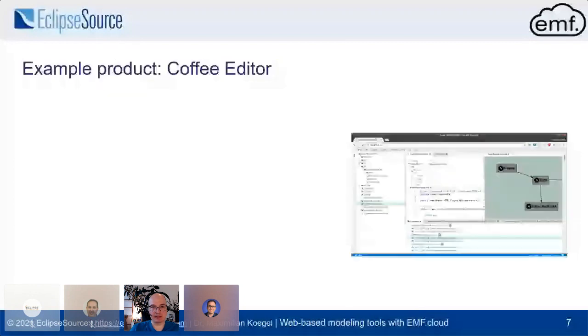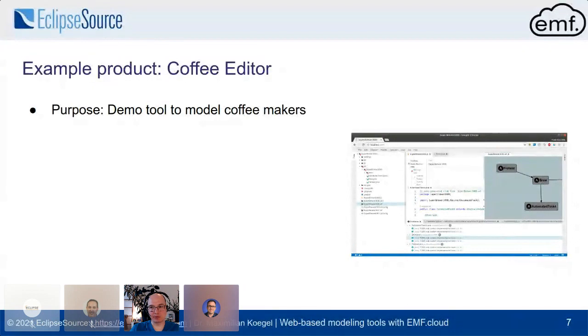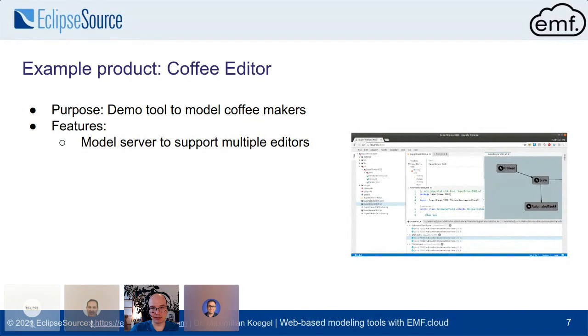Now, this example products I already mentioned, and today we are going to look at one particular example product. It's called the Coffee Editor. In this example product, we are going to model coffee makers, just for the sake of an example, because everyone can probably understand a little bit what a coffee maker is. And this coffee editor comes with features that are close to what I presented before. So it uses the model server to support multiple editors, so that you can edit in different editors, and the editor state always reflects the latest changes.